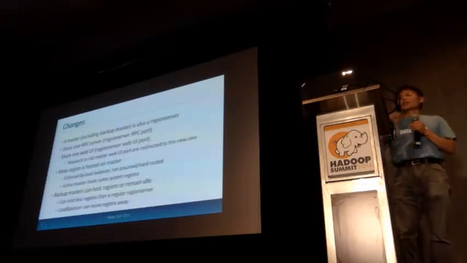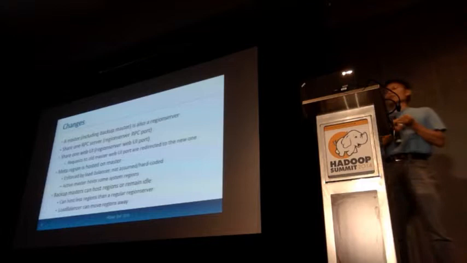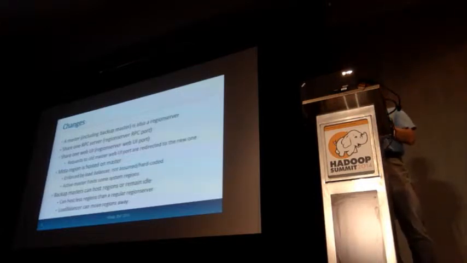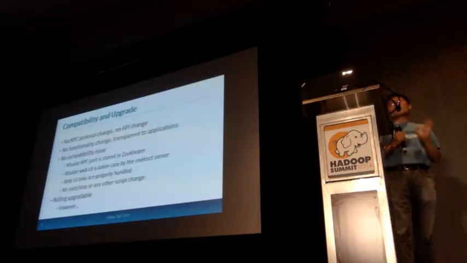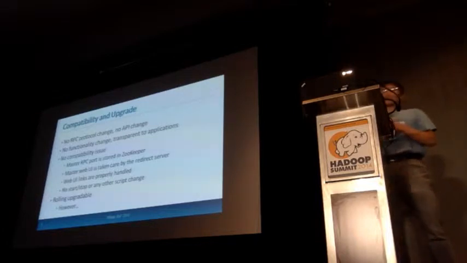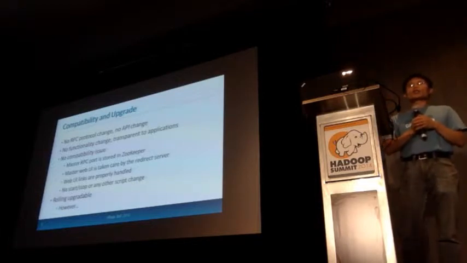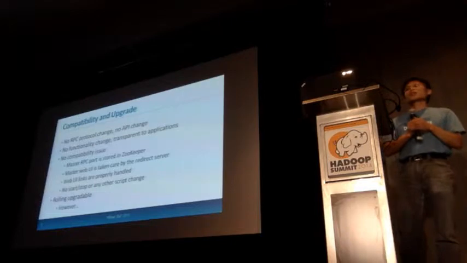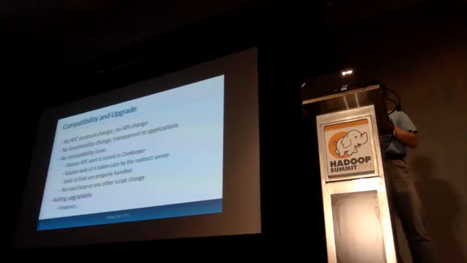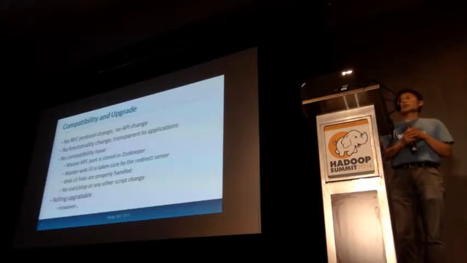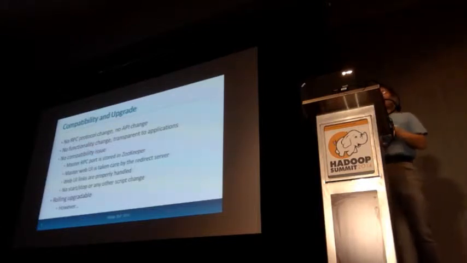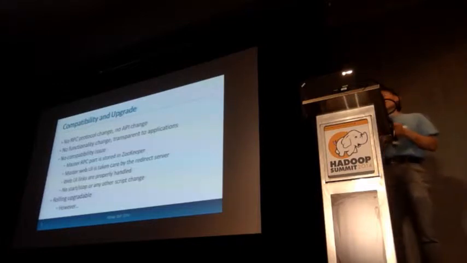So basically, these are the changes. The master is also a region server, so you share the same RPC server. Meta on master is enforced by the load balancer. So there is no RPC property change, no API change, and no functionality change. It's totally transparent for applications. The master RPC port is changed to use the region server RPC port, but that part is for internal use, so applications just go to the data, and it's okay. There's no compatibility issue. And for the master web UI, there's a redirect, so there's no impact as well.